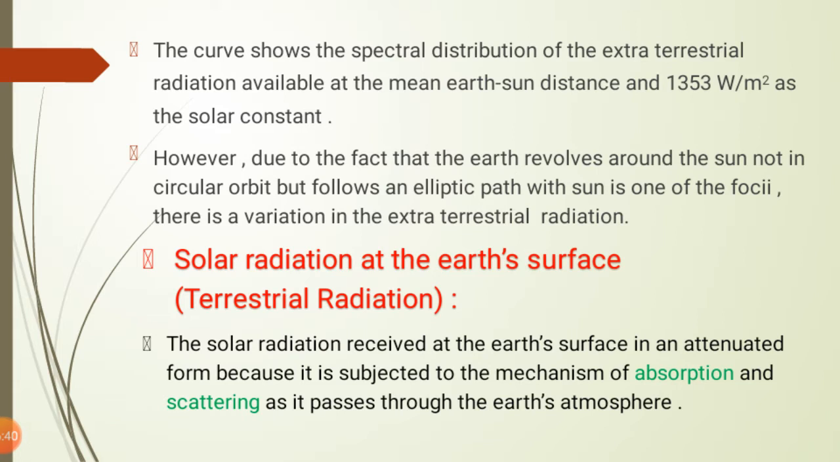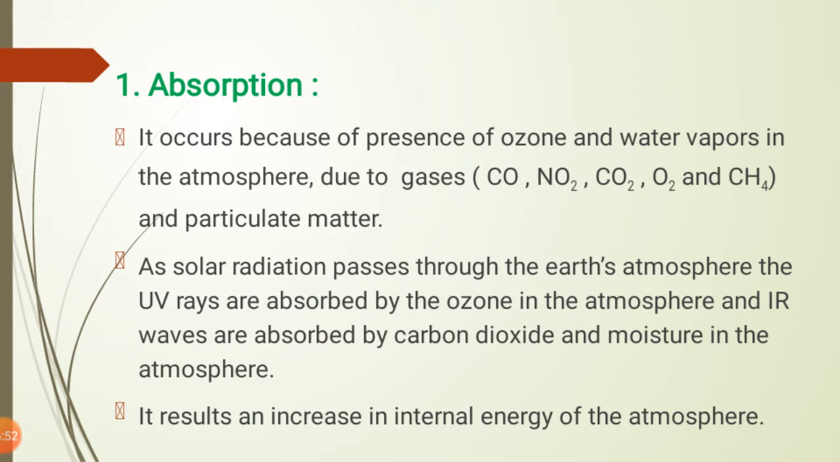Now let's see the mechanism of absorption and scattering. First is absorption. It occurs because of the presence of ozone and water vapors in the atmosphere, and due to gases like carbon monoxide, nitrous oxide, CO2, that is carbon dioxide, O2, that is oxygen, and CH4, that is methane. These are the different gases and particulate matter.